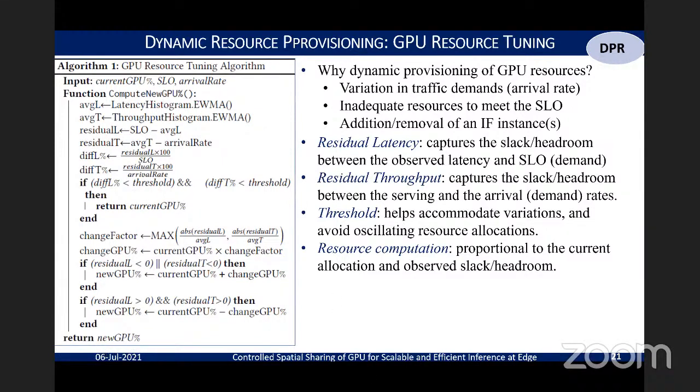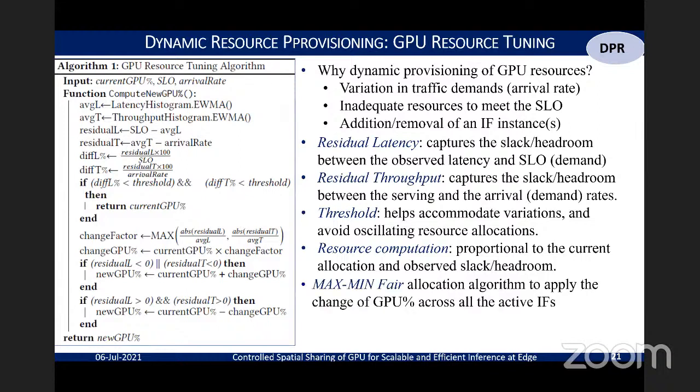And once you have the residual latency or residual throughput, we go ahead and see what the proportional resource requirement is, based on the current resources and the currently observed slack or headroom, and reallocate the resources. And remember, this is running for each of the inference functions. When multiple inference functions are running on a single node, you have to somehow allocate the resources across all of them. Sometimes you may be able to meet the requirements, sometimes you may not. But to allocate the resources fairly, we use a max-min fair allocation scheme across all these instances that are opting for variation in the resources, and ensure that you can meet all of the requirements.